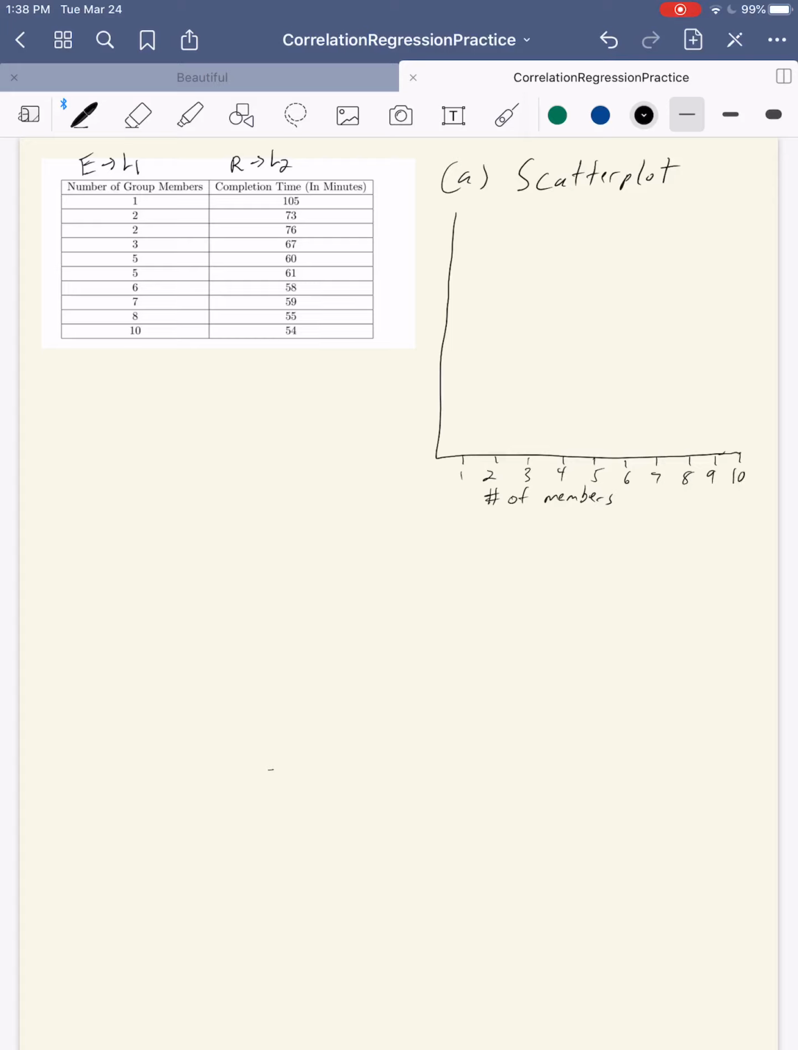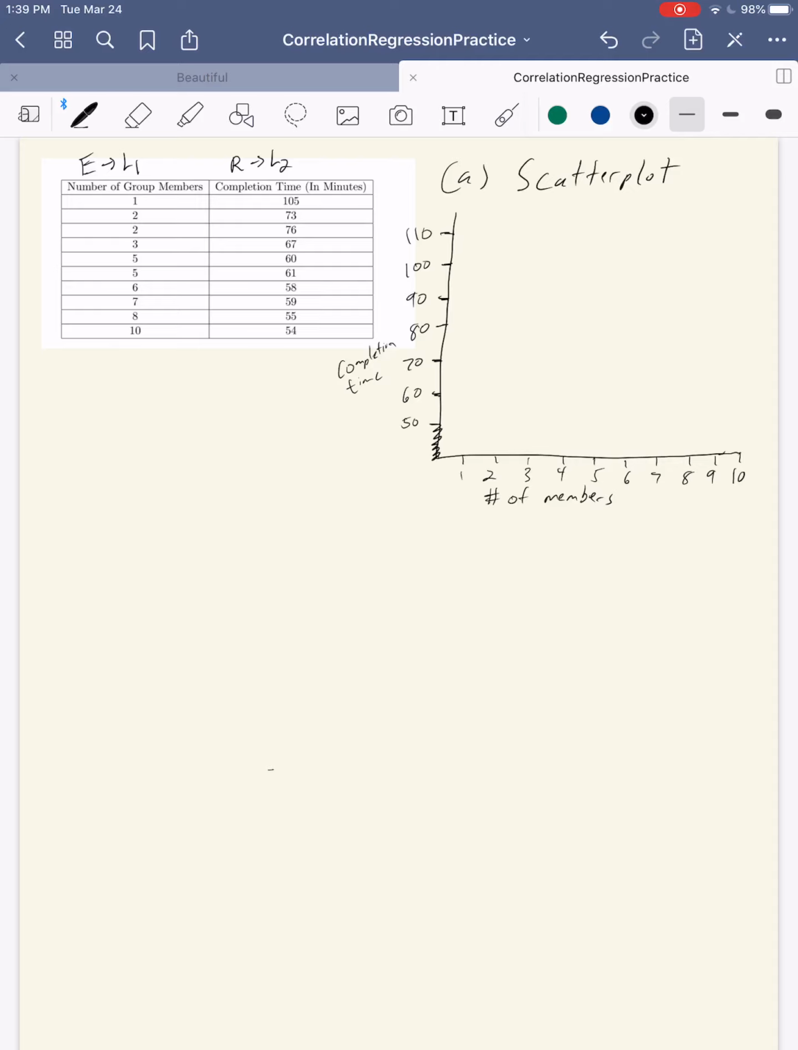And then for the completion time, you'll notice we have a high of 105 and a low of 54. So maybe we can go 50, 60, 70, 80, 90, 100, and 110. So this will be completion time. Of course, you'll notice that all the numbers from 0 to 50 are squished together, so we should use that little squiggly line to indicate that that part of the axis has been condensed.